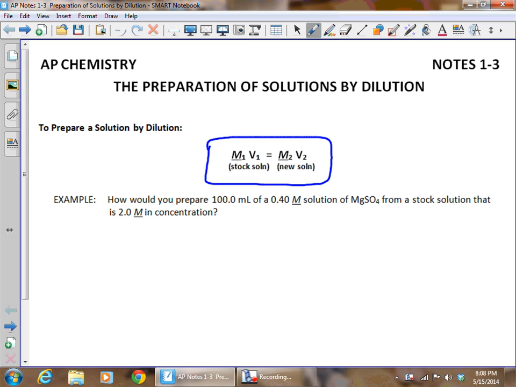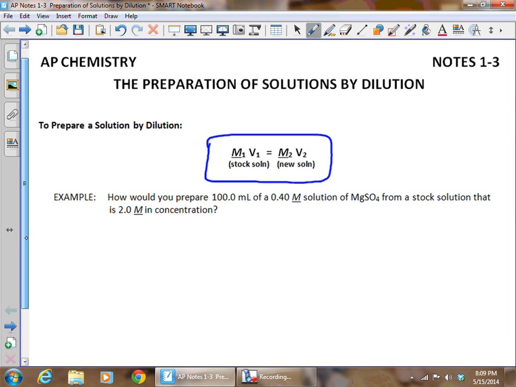This equation is the equation that will relate the concentration and volume of the stock solution that we have on hand with that of the new solution. And if we multiply the molarity times the volume of the stock solution, that is going to be equal to the molarity times the volume of our new solution. So let's look at an example of this.